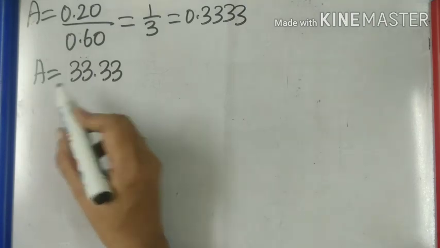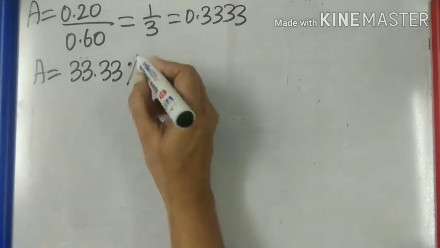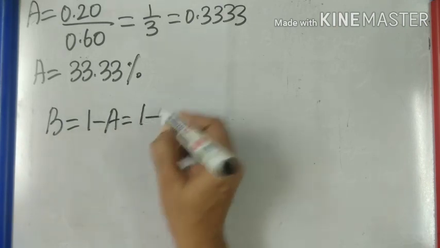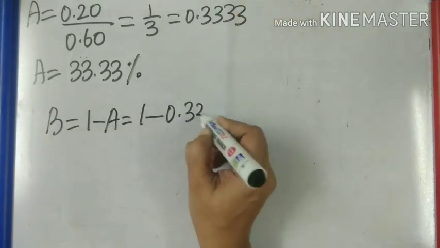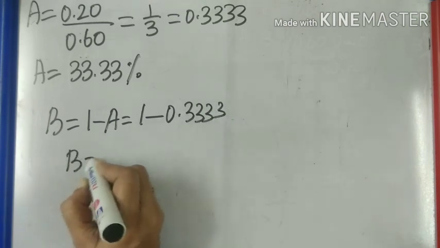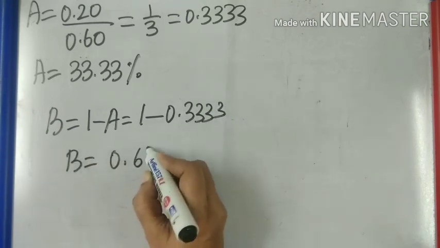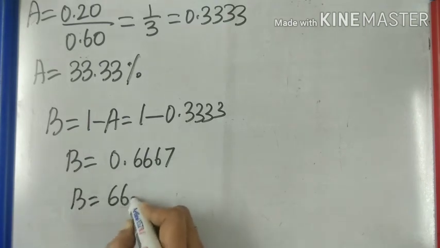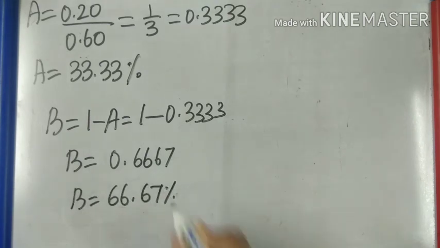so A value 33.33%. So what is B value? 1 minus A, 1 minus 0.333, which I can write 0.6667, which can be written as 66.67%. So at equilibrium, A value 33.33 and B value 66.67%.